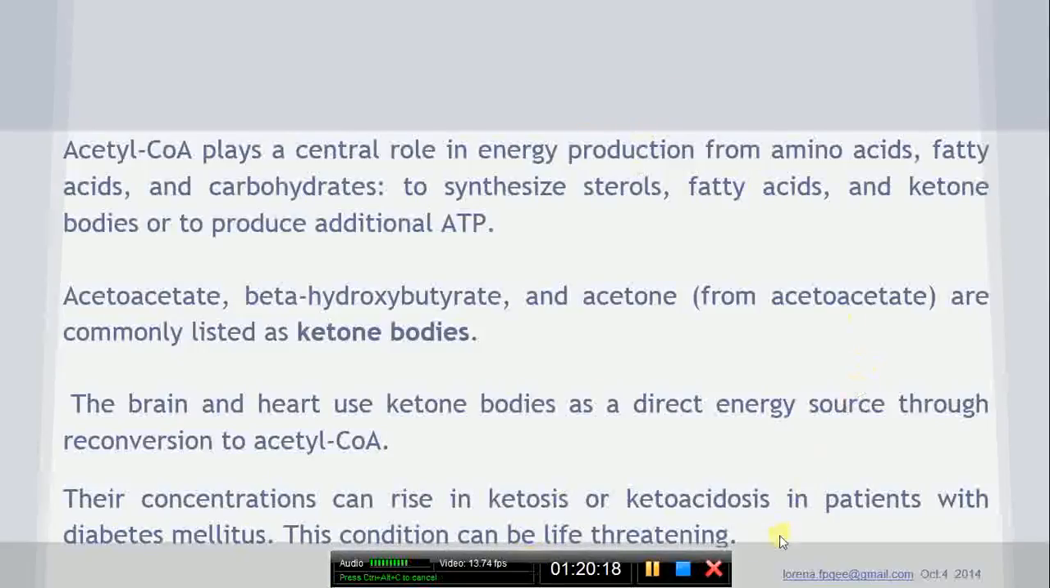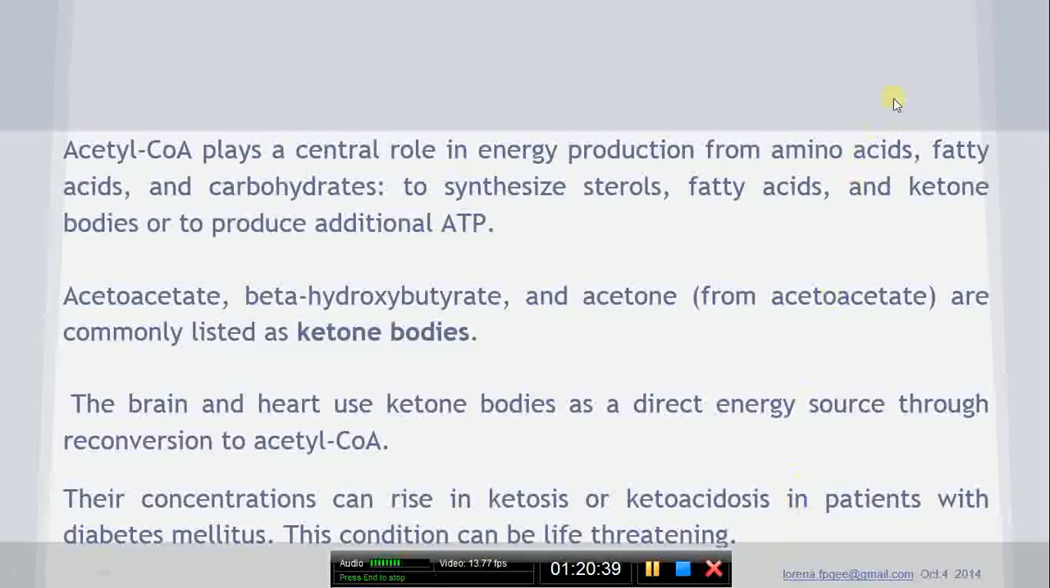Acetyl-CoA plays a central role in energy production from amino acids, fatty acids, and carbohydrates. Acetyl-CoA can then be used to synthesize sterols, fatty acids, and keto bodies, or can be used in the tricarboxylic acid cycle to produce additional ATP.